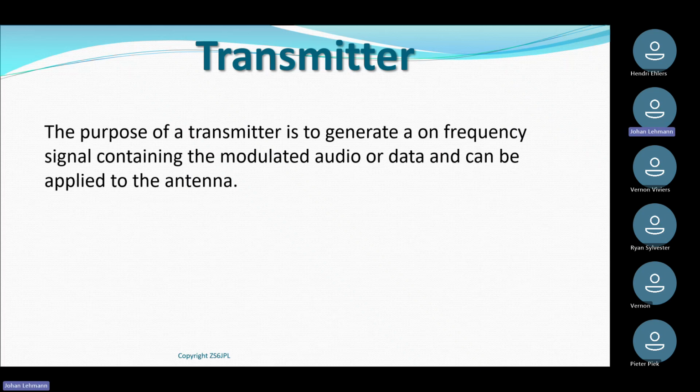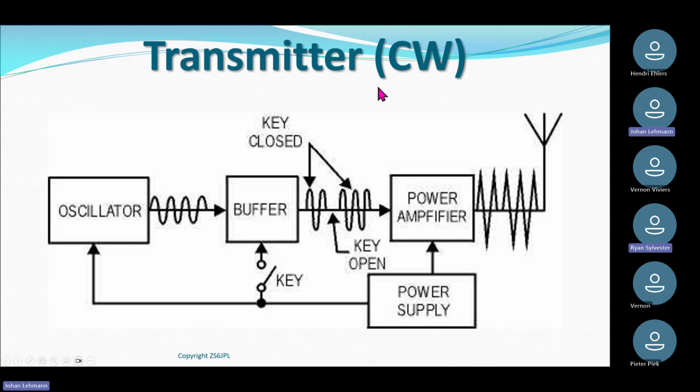So it can either be audio from a microphone, could be data from your computer, but I've modulated my carrier and I've amplified my carrier so that it is able to transmit onto the antenna. That's what a transmitter does. This should look familiar. We're back with CW, continuous wave modulation. This is what a typical block diagram for a CW transmitter looks like.